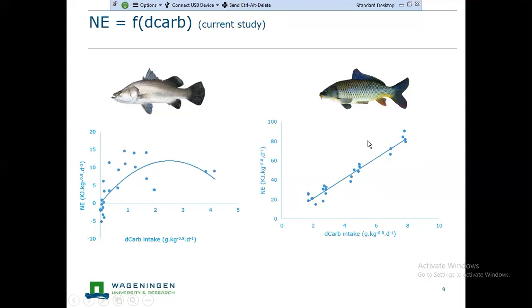So this also shows that carp has no problem handling digested carbohydrate, while barramundi has a limited capacity. Within the range lower than around 1.8 gram of digested carbohydrates per metabolic body weight per day, it can handle it well, but over that level, it's unable to handle it, and that will limit the growth.